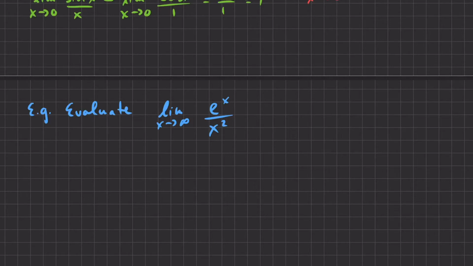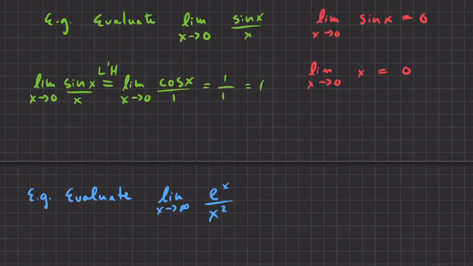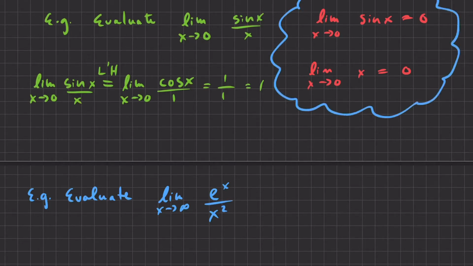So remember, there's two main types where you can use L'Hôpital's rule: 0 over 0 and infinity over infinity. That was me checking to make sure that we actually could use L'Hôpital's rule. So if your limit is 0 over 0, then you can use L'Hôpital's rule. Or if your limit is infinity over infinity, then that gives you L'Hôpital's rule as well.